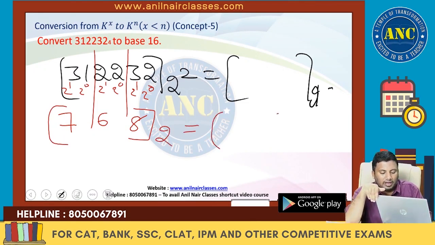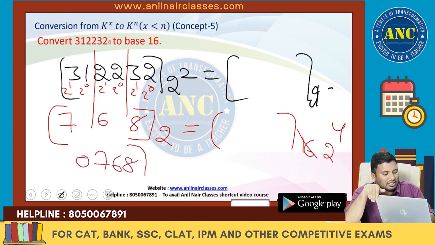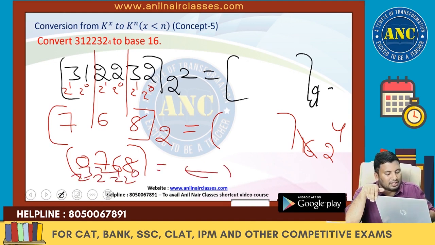Now I require it in base 16. 16 is 2 power 4. Take a group of 4 digits. I got only 3 digits, so 0 7 6 8, with 2 power 0, 2 power 1, 2 square, 2 cube. Whatever answer you get, that itself is the answer. I hope it is clear.